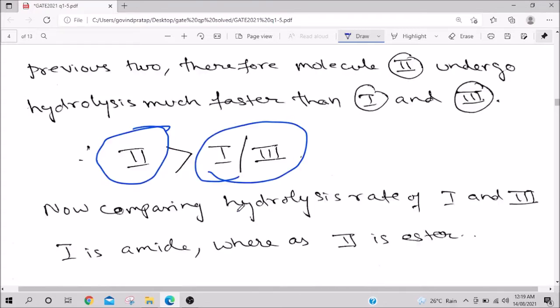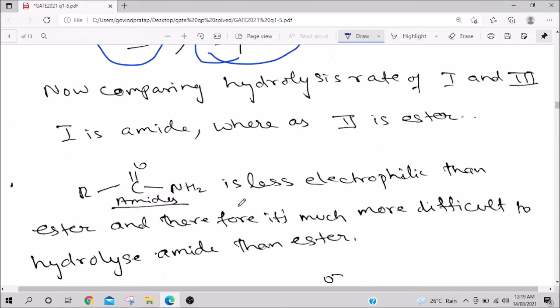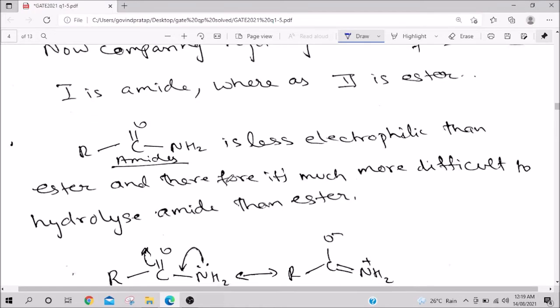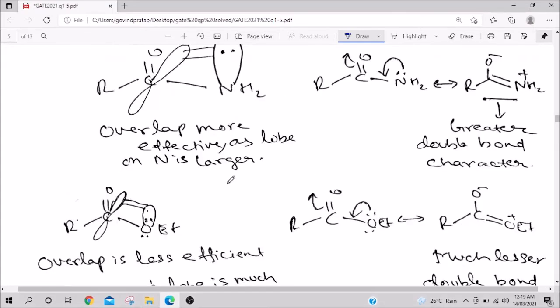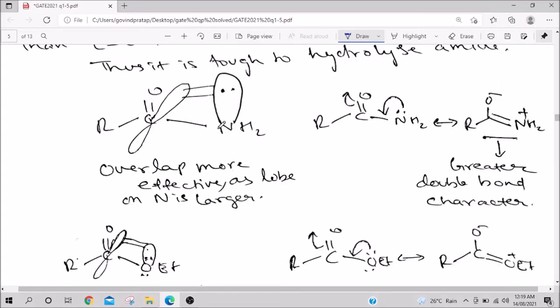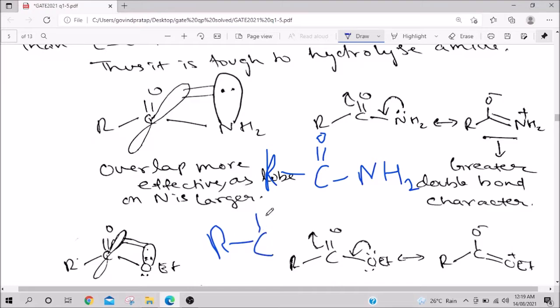Now, about 1 and 3. The first one is amide, the second one is ester. Now, I will show you from here. Both of them have conjugation. You have R, C double bond O, NH2, and you have R, C double bond O, OEt.